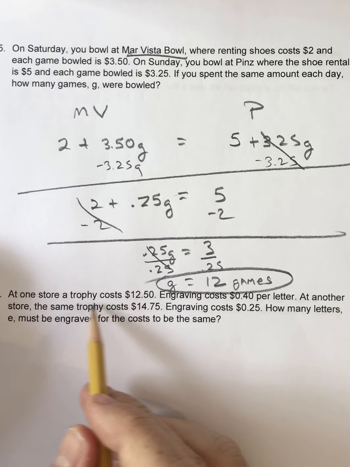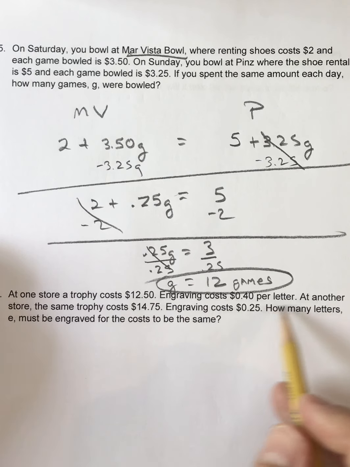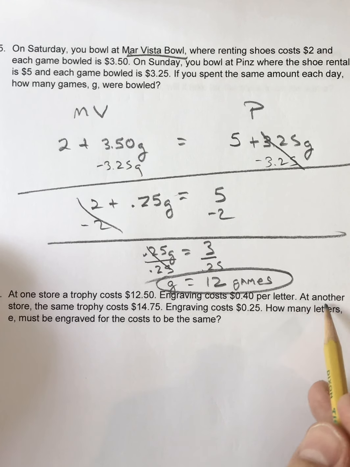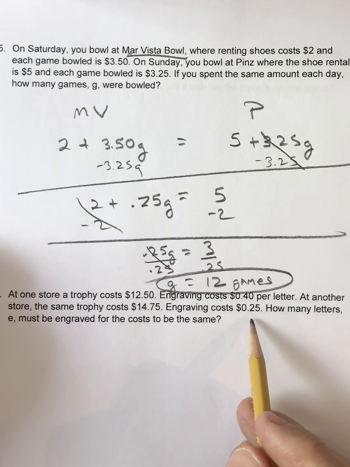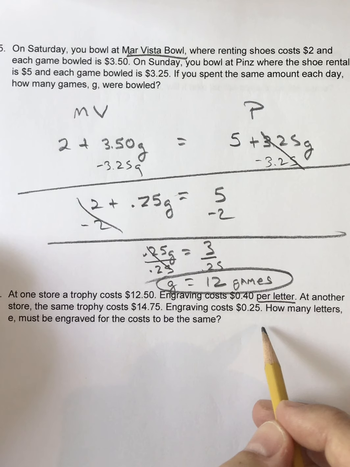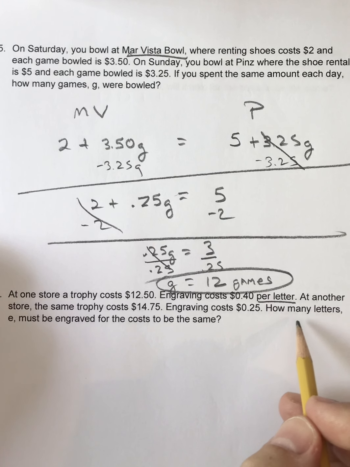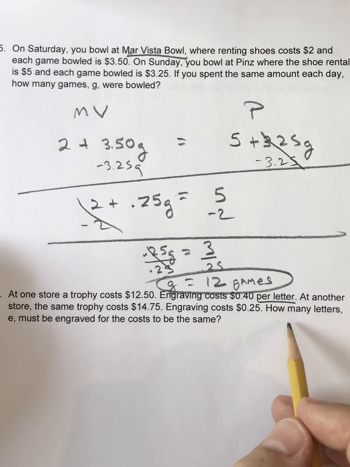All right, 6. At one store, a trophy costs $12.50. Engraving costs 40 cents per letter. At another store, the same trophy costs $14.75. Engraving costs 25 cents per letter. I'm going to assume that's per letter. How many letters L must be engraved for the cost to be the same?